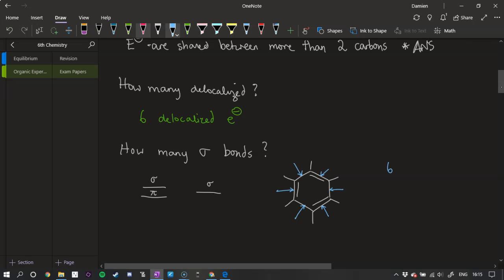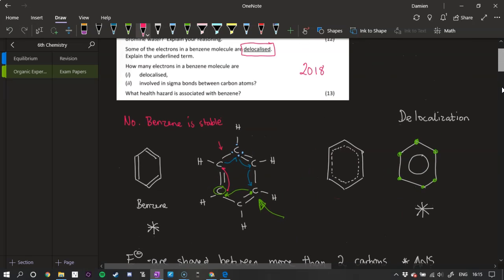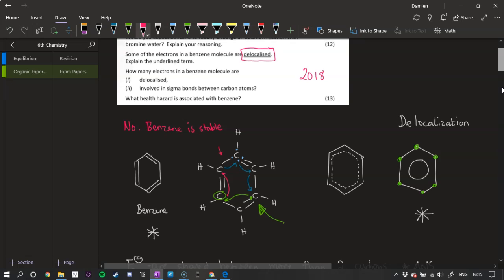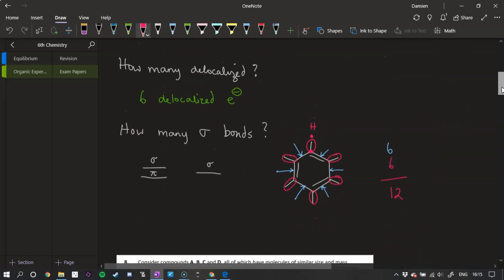And then each of these nodes is a carbon, and each one here is a hydrogen. So that's another single bond. So you've got 1, 2, 3, 4, 5, 6 single bonds there. So that's 6 sigma bonds, which gives you a total of 12. So when the question is asking exactly how many electrons are involved in sigma bonds between the carbon atoms, then the answer is 12.